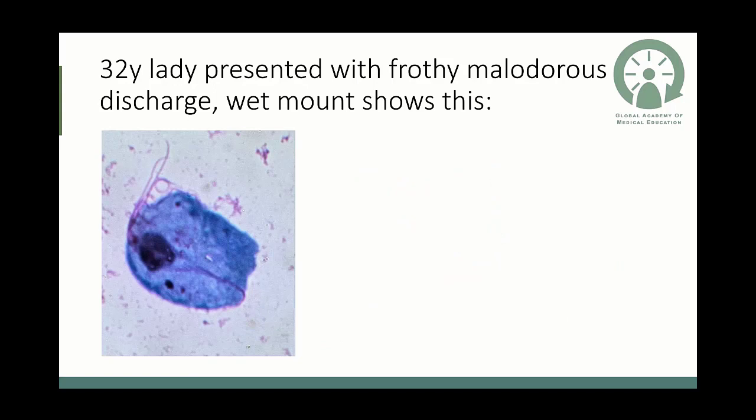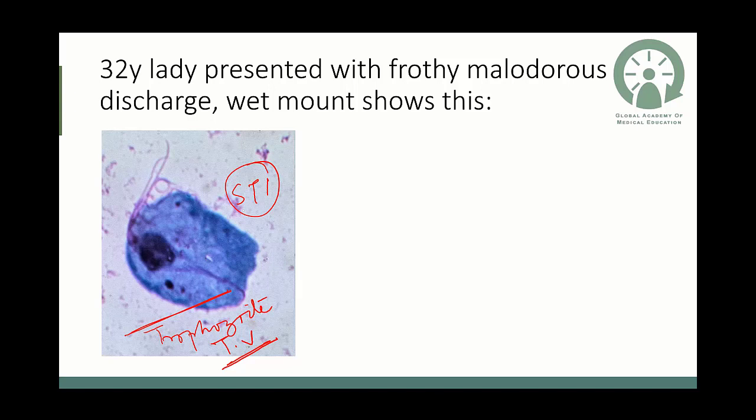Okay. 32-year lady presented with frothy malodorous discharge. Wet mount shows this. So this is a trophozoite of Trichomonas vaginalis. Remember, Trichomonas vaginalis is an obligatory pathogen which cannot live outside the human body. So their life cycle goes from one human to the other human. So this is a disease which is an STI, a sexually transmitted infection, and needs partner treatment whenever required.